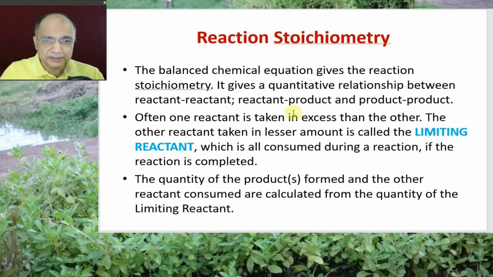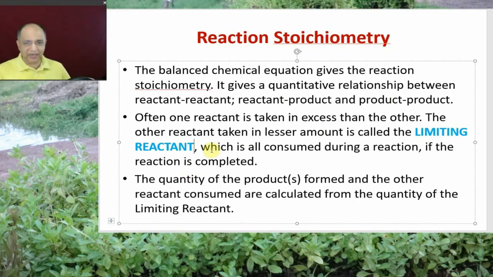Let me read out these things we already have discussed in our previous video. The balanced chemical equation gives the reaction stoichiometry. It gives a quantitative relationship between reactant-reactant, reactant-product, and product-product. Often one reactant is taken in large excess than the other. The other reactant, which is taken in lesser amount, is called the limiting reactant. I repeat, limiting reactant we sometimes abbreviate as LR.